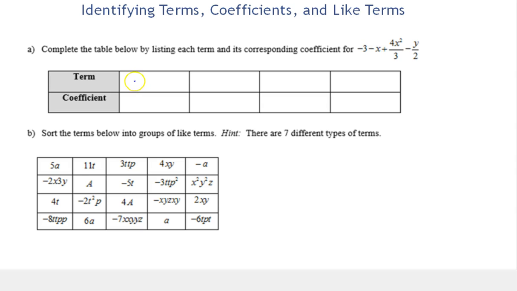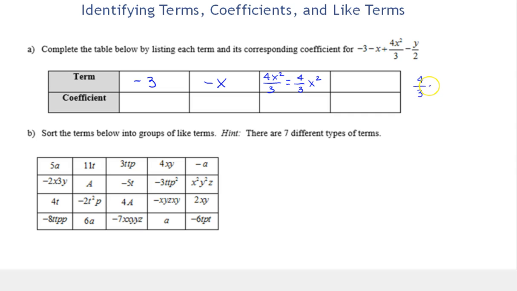So the first term is negative 3. Now this says minus x, but we could think of it as plus negative x. So our second term is negative x. This term, well, it's positive, so we're going to have 4x squared over 3. Now we can think of that as the term, but we're going to write this in a different way, and this will help us think of the coefficient too. Okay, so if we have 4 times x squared over 3, this is equivalent to 4/3 times x squared.